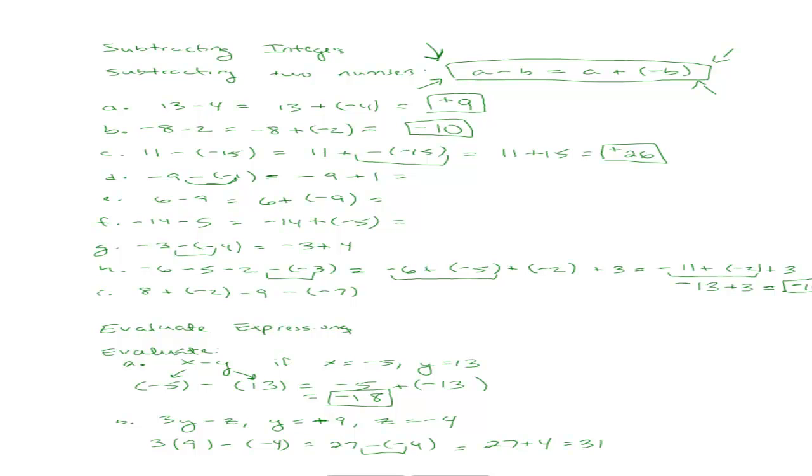Okay, let's try a sample problem before we go off into the next section. So let's say we have the problem that the highest point in Asia is the top of Mount Everest at a height of 29,028 feet above sea level. The lowest point is the Dead Sea, which is 1,312 feet under sea level.